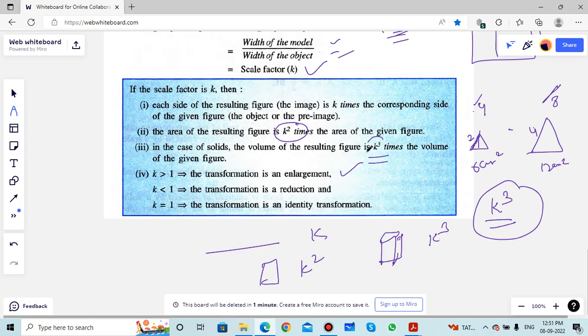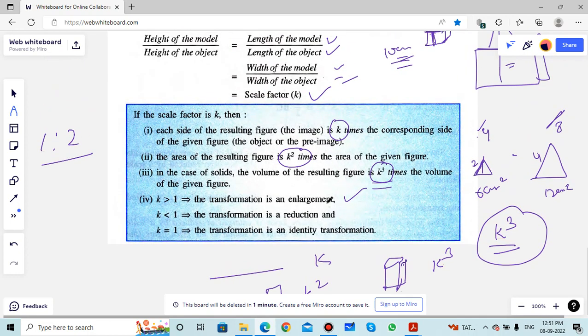So remember, this is important for you: area is K square, volume is K cube, and length is K, the K factor which is mentioned there. For example, if they have given you 1:2, the length will be 1:2, but in area it will become square, and in volume it will become cube. We will learn more when we start solving questions on it.